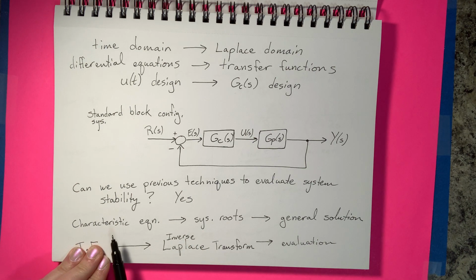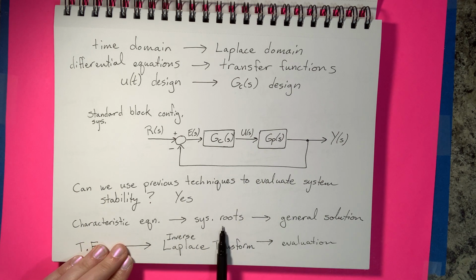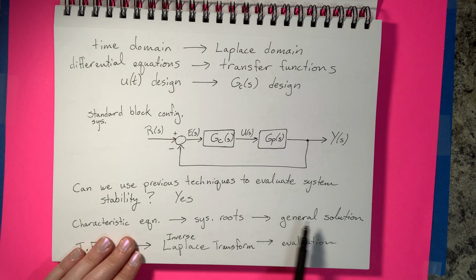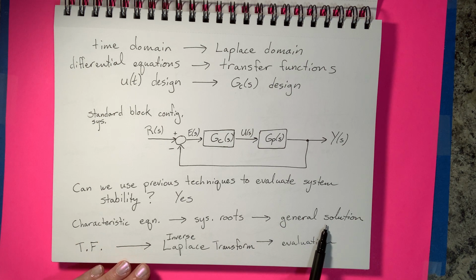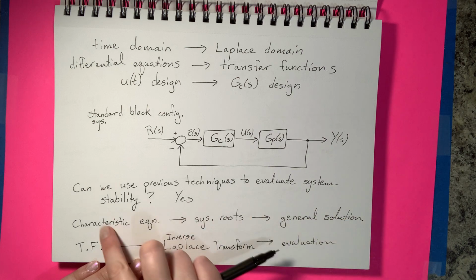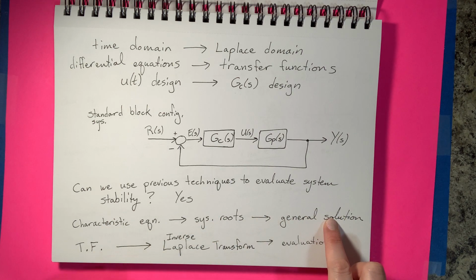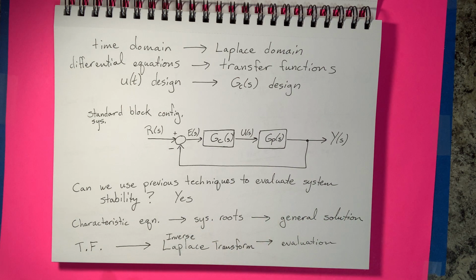Is the characteristic equation still visible? Is it still useful? Yes, we can still use that. We can actually pick that out of our GP. We can still pick out our system roots, find our general solution, and this is the format we followed before with differential equations. With the transfer function, if we wanted to get back into that general solution format in the time domain, we could easily do that.